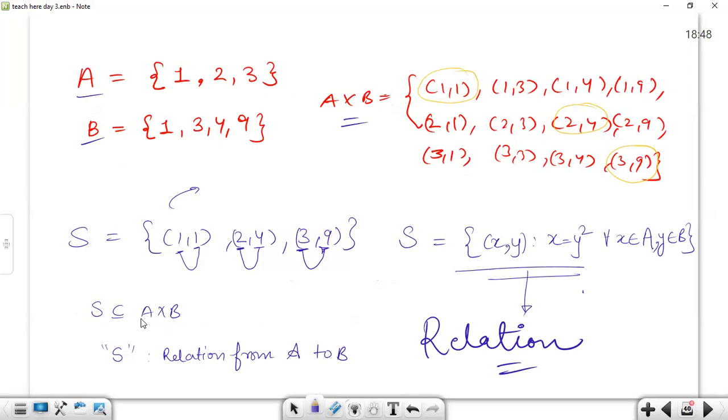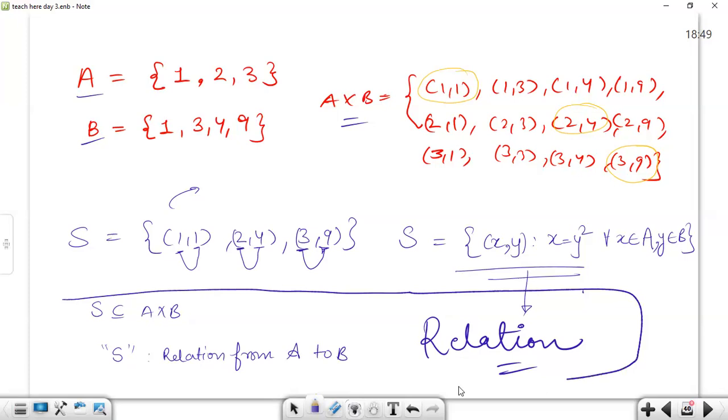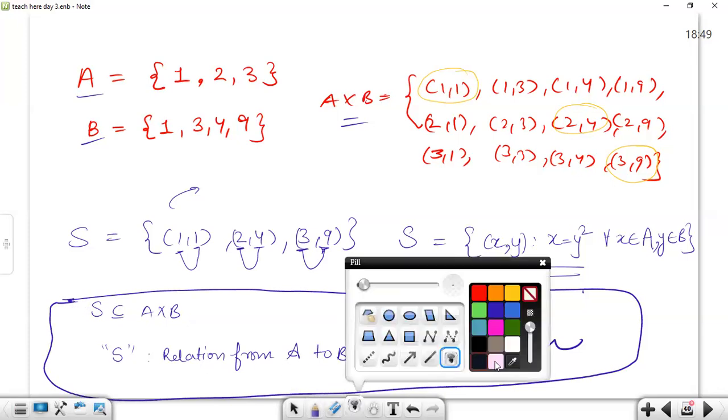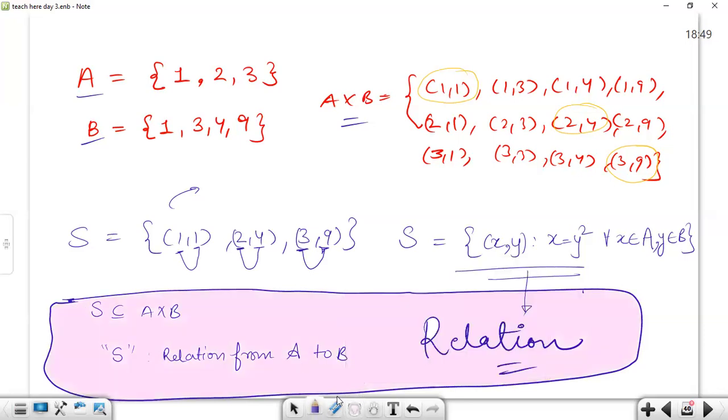And any subset of the Cartesian product of two sets is a relation from set A to B. Okay, so this is the definition of relation, whichever is included in the box. This one.